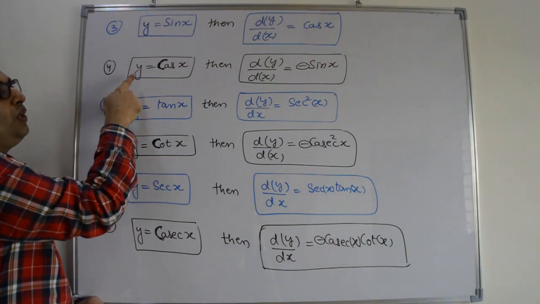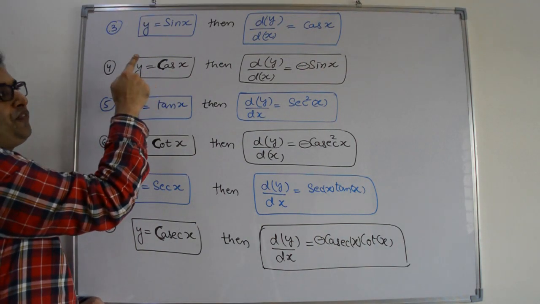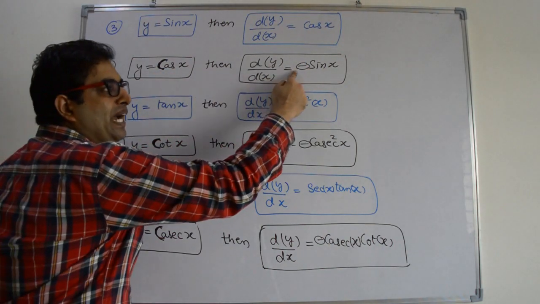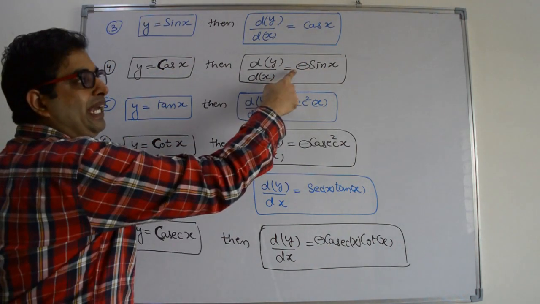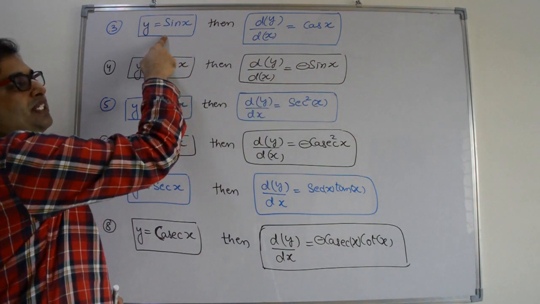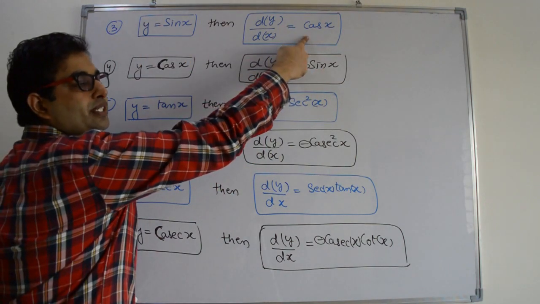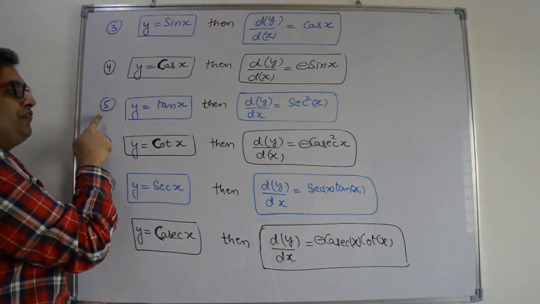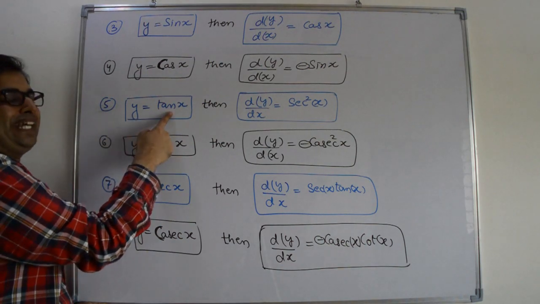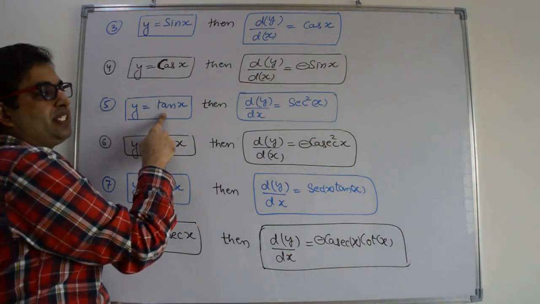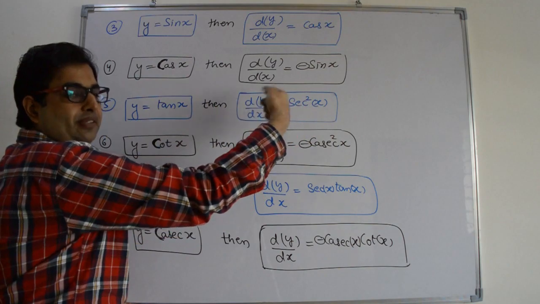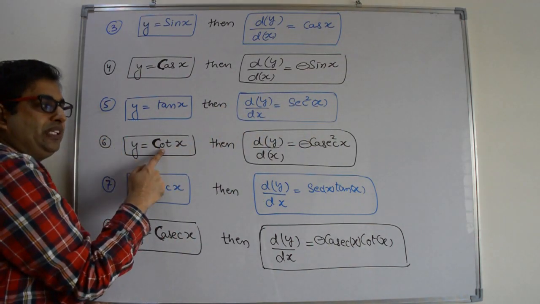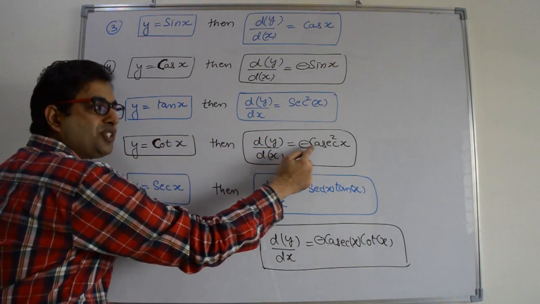Fourth formula, y equal to cos x. If you differentiate cos x with respect to x, it will be minus sin x. Remember, minus sin x, but sin x differentiation is plus cos x. Cos x differentiation is minus sin x. Fifth formula, y equal to tan x. Differentiation is sec square x. Sixth formula, y equal to cot x. So differentiation of cot x is minus cosec square x.